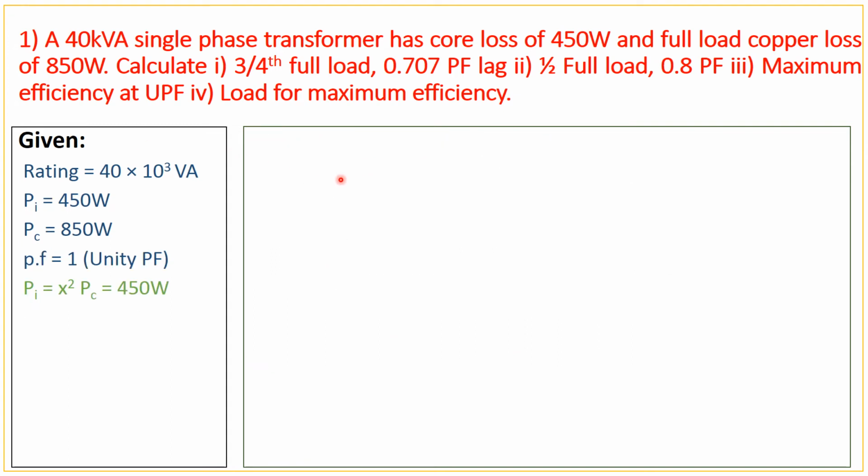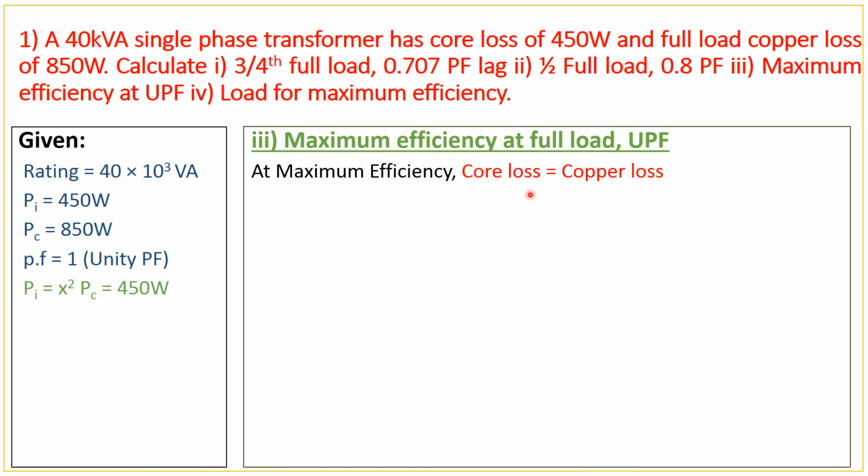Now the third condition is to find the maximum efficiency at UPF. So remember students, we have stressed on maximum efficiency. So what is the condition for maximum efficiency? We know that at maximum efficiency core loss is equal to copper loss, or Pi is equal to x square Pc. Remember here students, Pi, that is iron loss or core loss, is a constant loss, whereas Pc is copper loss, which is variable loss.